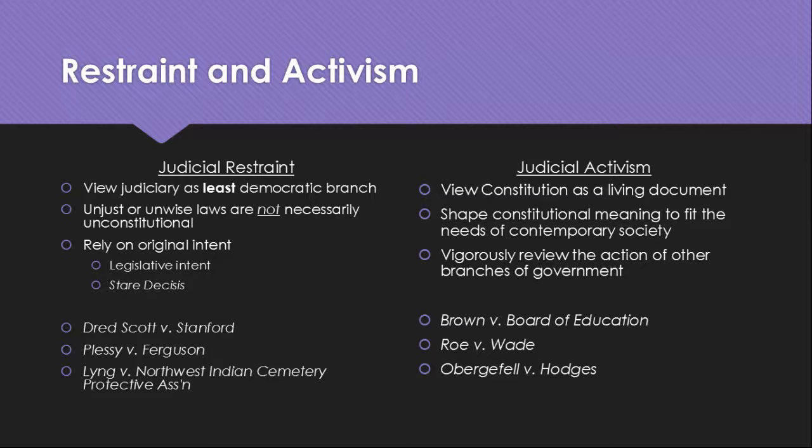And one of the key elements of the Supreme Court is the idea of judicial restraint versus judicial activism. Okay, so we've talked about the idea that the Supreme Court is the least democratic branch, which is to say that they are not to be held accountable to the people. They are not elected by the people. They're not subject to the will of the people in any way.